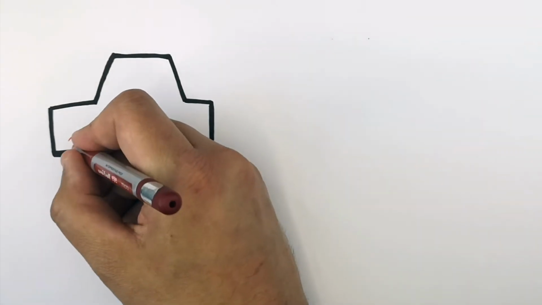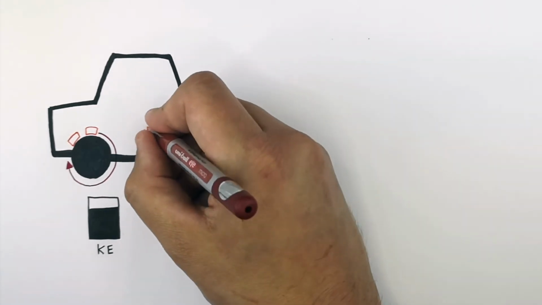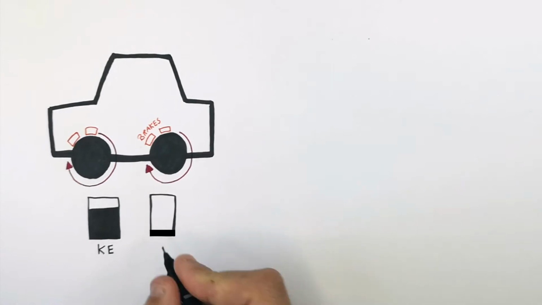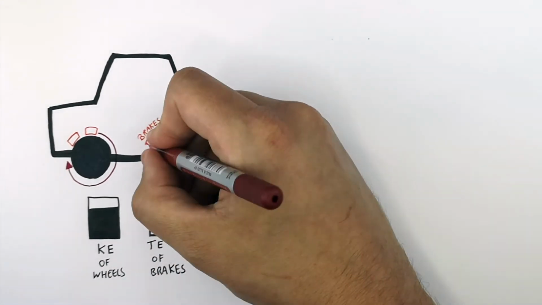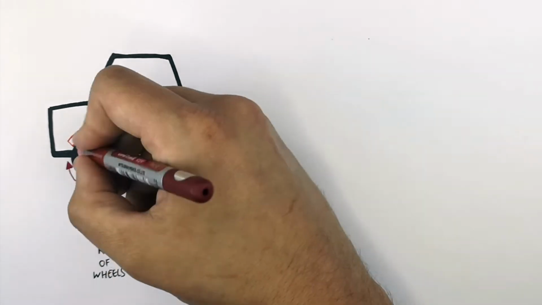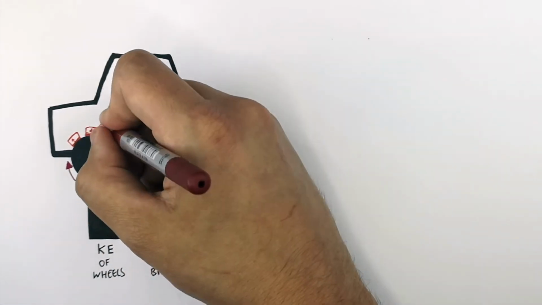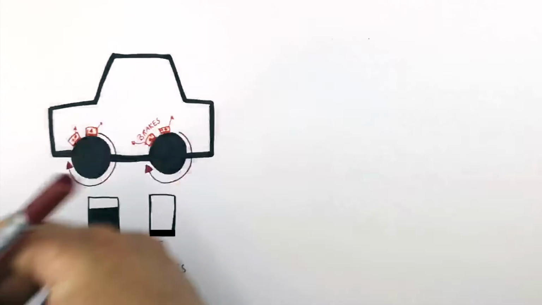So for the car to slow down, the brakes need to be applied to the wheels. This shows that there is some thermal energy stored in the brakes of a car. And when the brakes are applied to the wheels, as seen here, there's going to be an energy transfer from the kinetic energy store of the wheels to the thermal energy store of the brakes, and also to the surroundings.